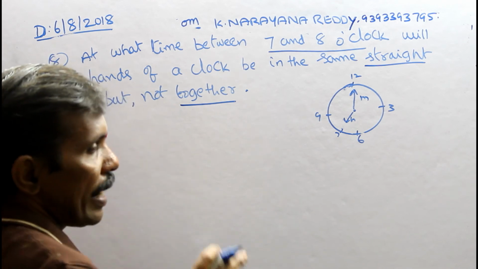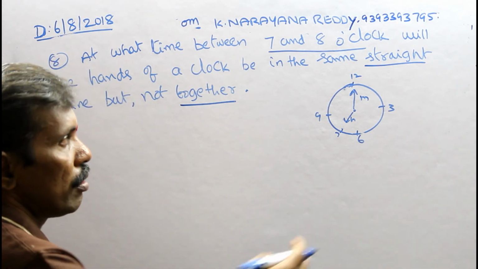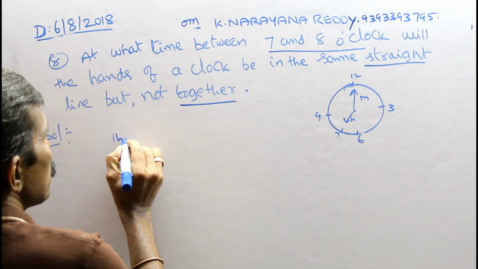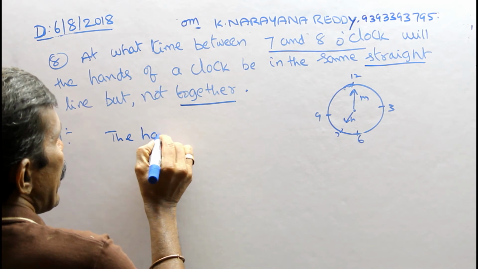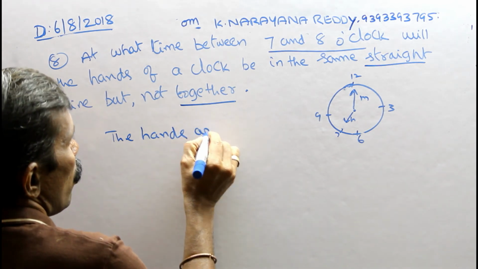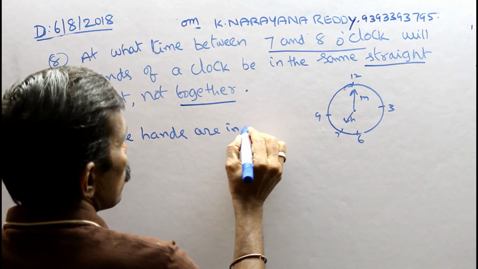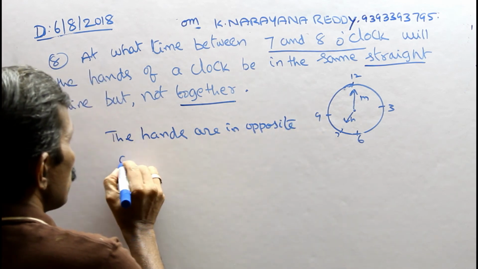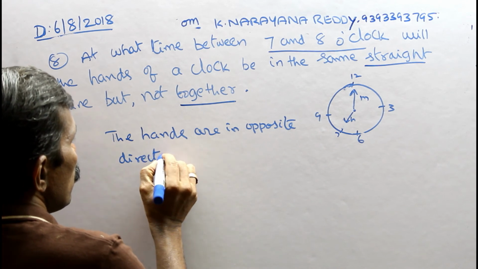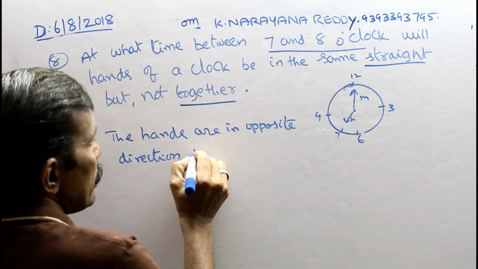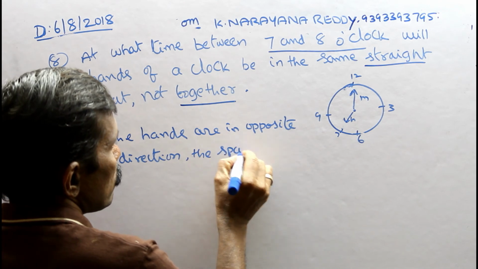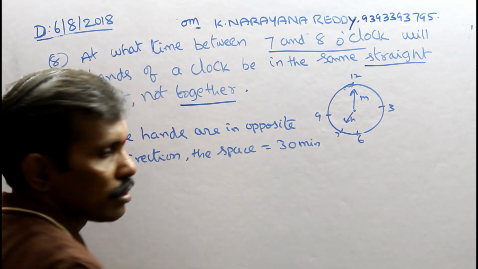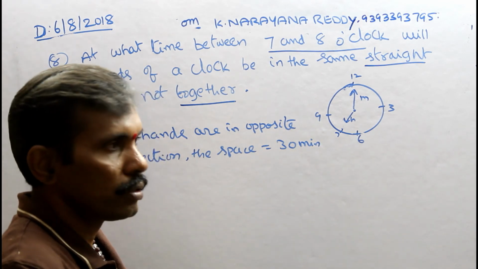So, the hands of a clock will be straight opposite at 30 minutes space apart. Okay. So, the hands are in opposite direction. Opposite direction. The space is 30 minutes spaces. Yes, the space is 30 minutes spaces.